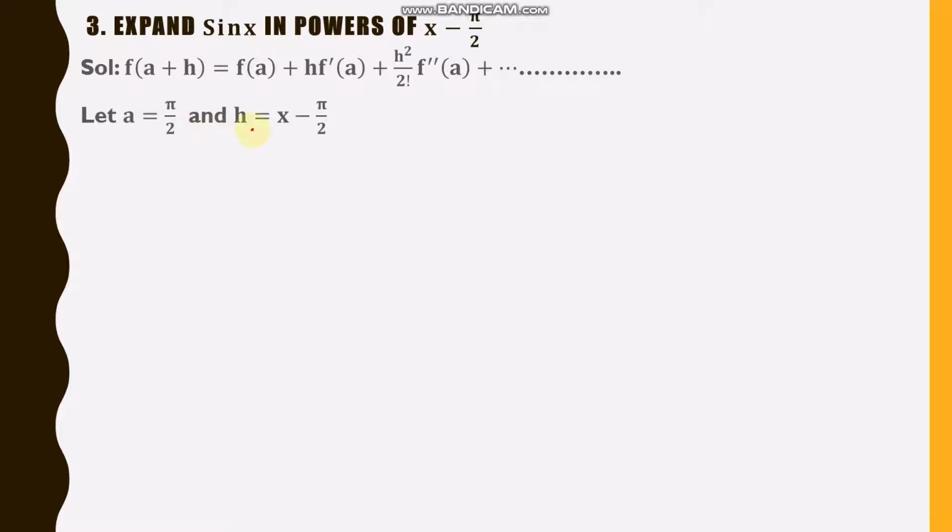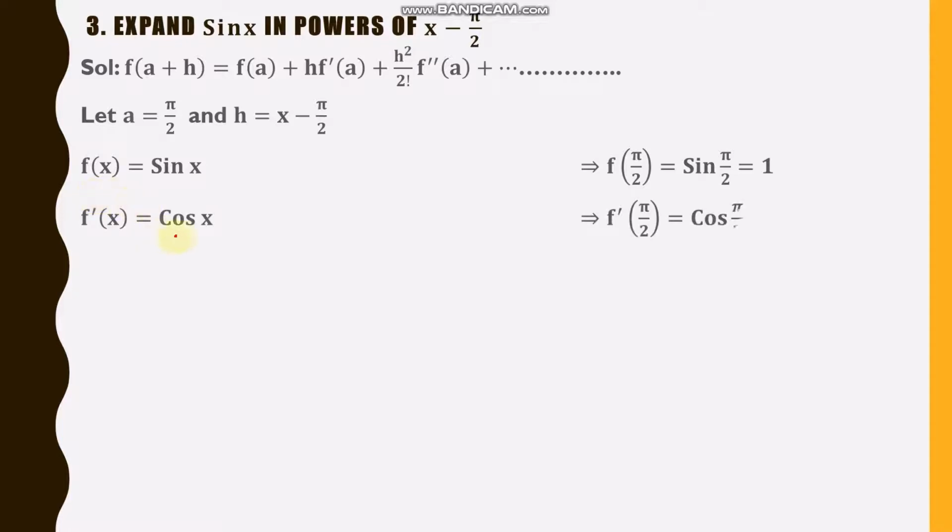So a plus h will become x. So f of a plus h is f of x, which will become sine x. So left hand side we get sine x, and right hand side these things we will find out. f of x is sine x. So value of function at pi by 2 is sine pi by 2, which is 1. Now we'll find out the derivatives of sine x and the value of the derivatives at pi by 2. f dash at x is cos x.